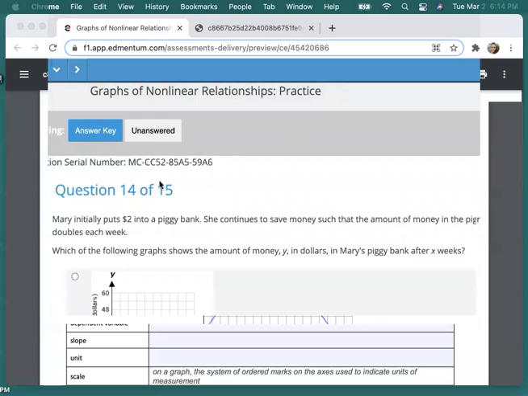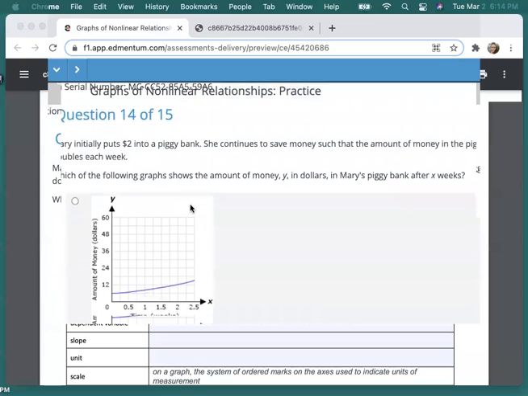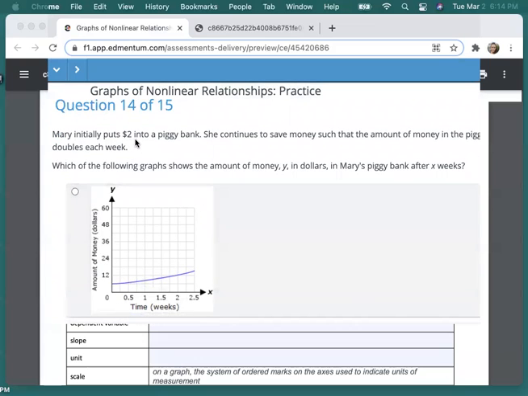Let me go over this one and then I'll be done. Mary initially puts $2 into a piggy bank. So our y-axis intercept is going to be at $2. She continues to save money such that the amount of money in the piggy bank doubles each week. So after the first week, she'll have $4. After the next week, she'll have $8.